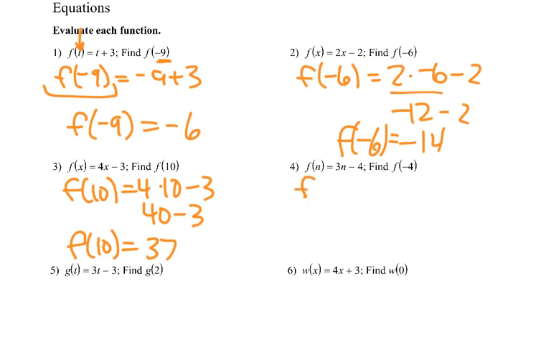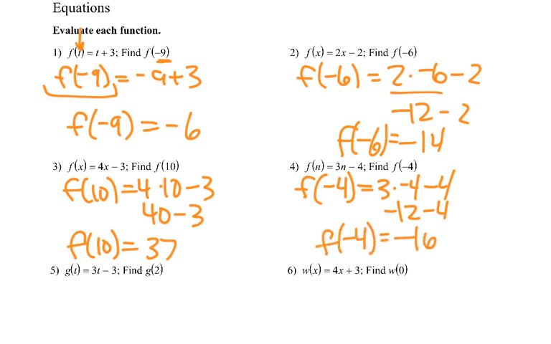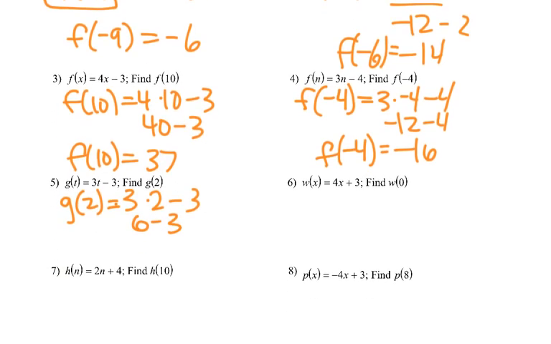F of n equals 3n minus 4. We want to find f of negative 4. So we go 3 times negative 4 minus 4. That's negative 12 minus 4, which is negative 16. F of negative 4 equals negative 16. Okay, number 5, g of 2 would equal 3 times 2 minus 3. 3 times 2 is 6 minus 3 is 3. So g of 2 equals 3.